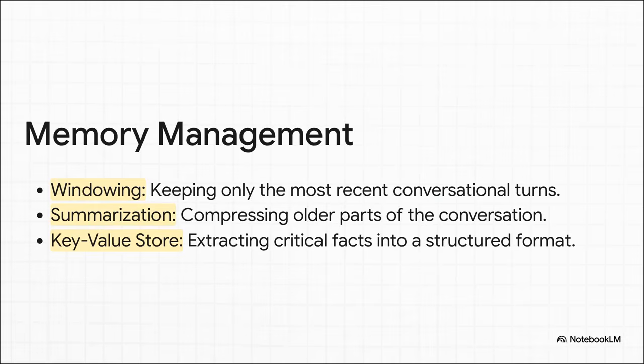You could use a simple sliding window, just keeping the last 10 messages, for example. Or you could have another AI call that periodically summarizes the older parts of the conversation. And my personal favorite for back-end systems, extract the most critical facts, like the user ID or API key, and store them in a structured key value store so they never, ever get lost.